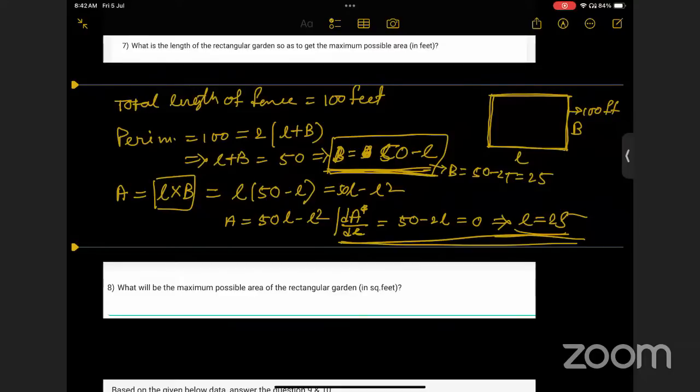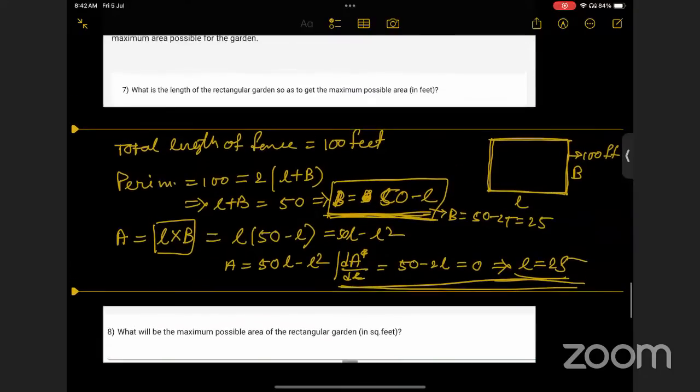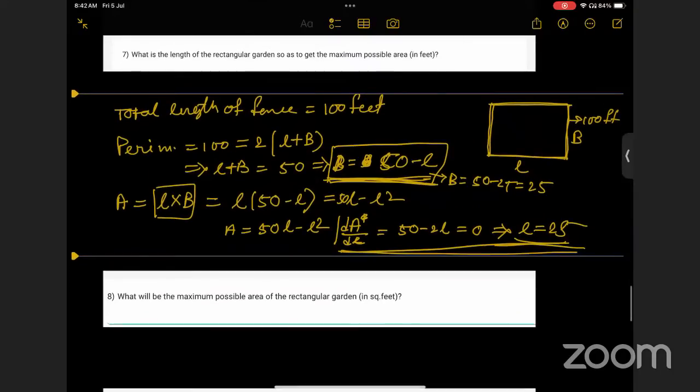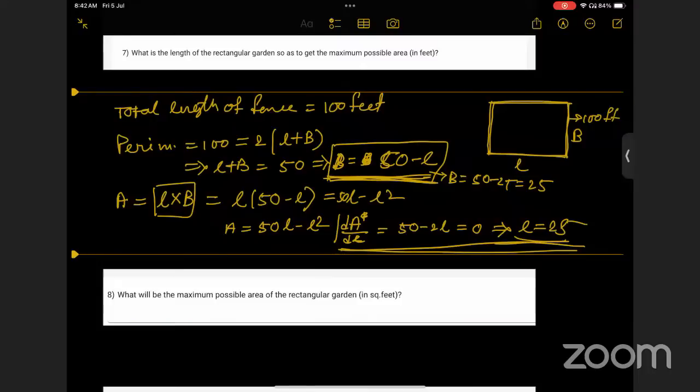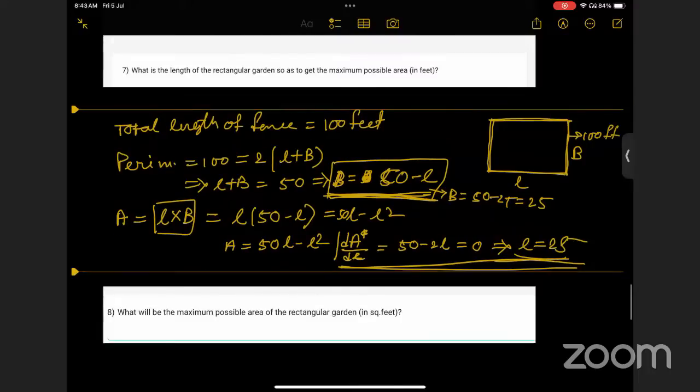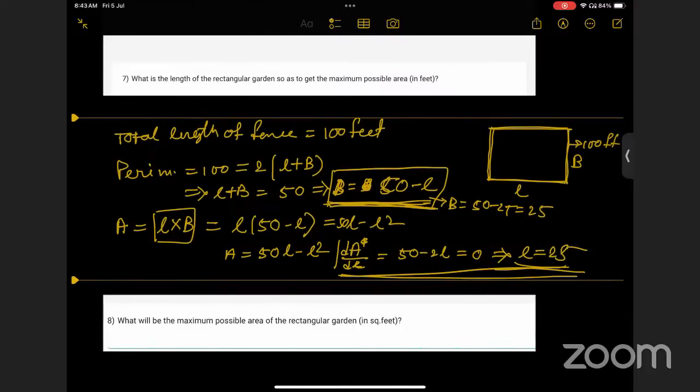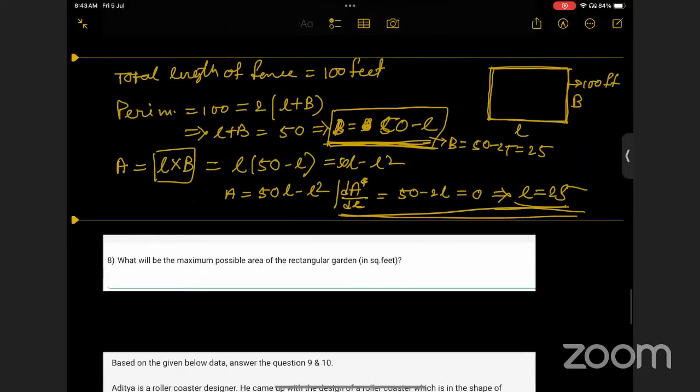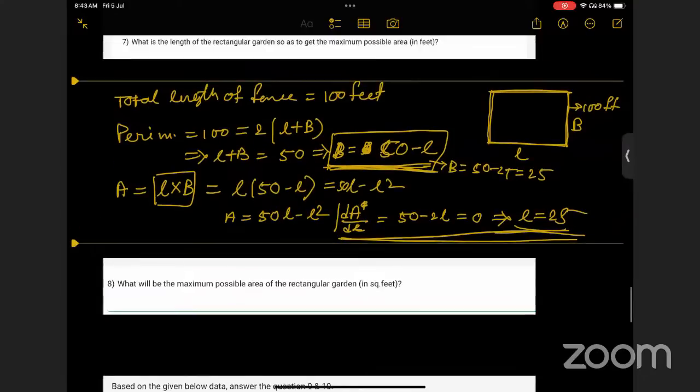Ma'am, if the length is equal to breadth, then it will become a square, ma'am. How can it be a rectangular plot? So a square is also a particular case of a rectangle. So you can consider it in that. So it's fine for you right now. I hope you don't have any problem.